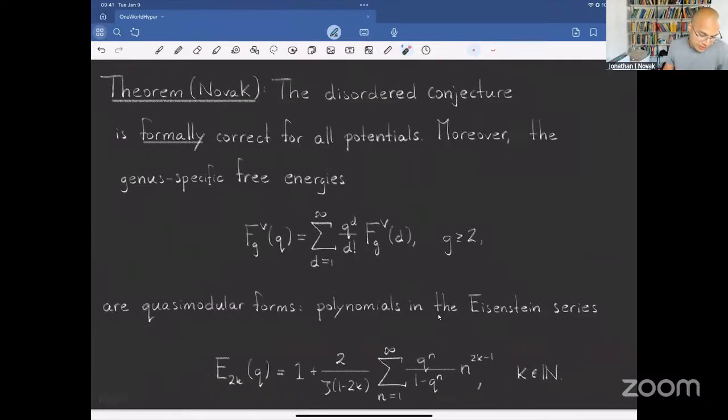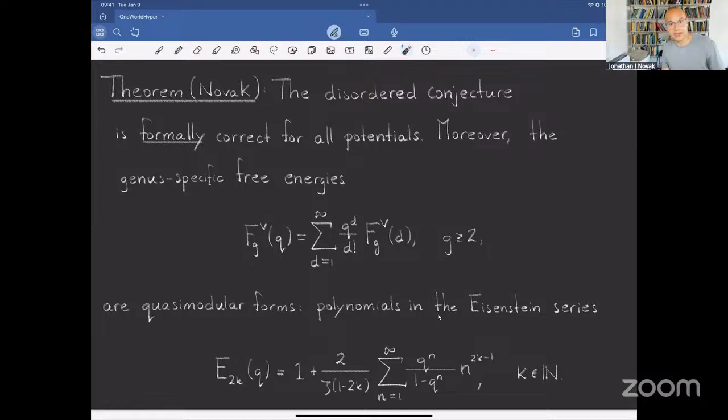Okay, and so the recent work is that this disordered conjecture for hypergeometric functions is formally true for all potentials. And moreover, the coefficients in this genus expansion are actually quasi-modular forms. They're polynomials in Eisenstein series of even weight, which, except for E2, actually are modular forms. And this is a brand new connection between random matrices and number theory, which is quite surprising.